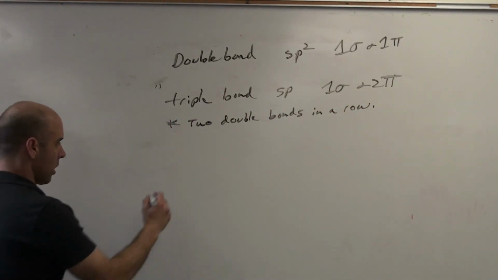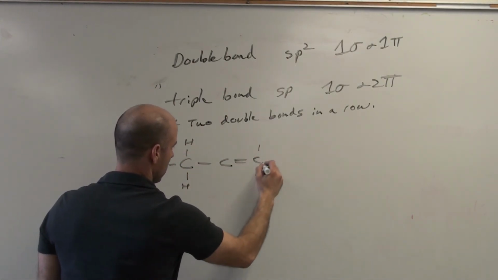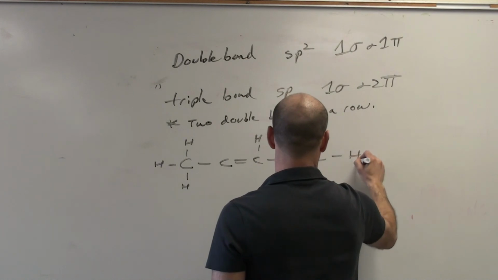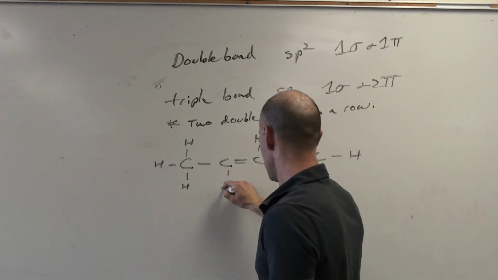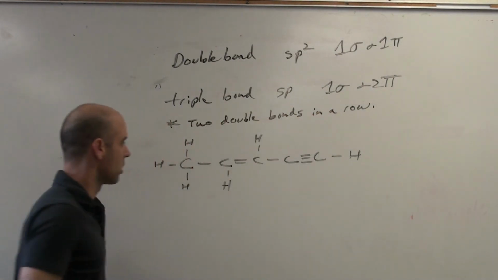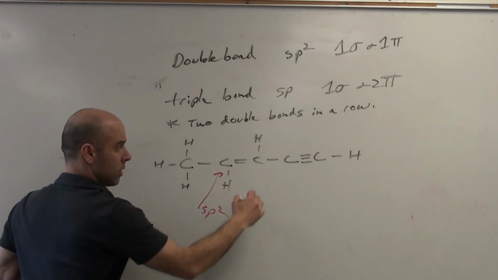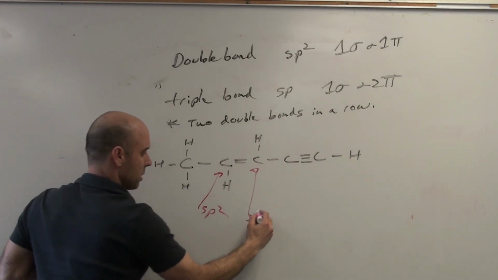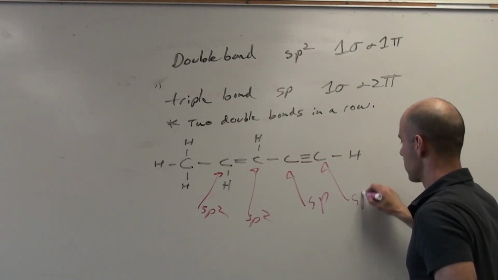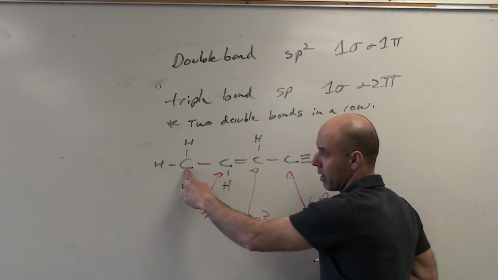So if I had this molecule, and I asked you to tell me the hybridization on each of the carbons. So that's a double bond, right? That's sp2 hybridization. That carbon's got a double bond, sp2 hybridization. That carbon's got a triple bond, sp hybridization. That carbon's got a triple bond, sp hybridization. What about that guy? sp3. sp3.